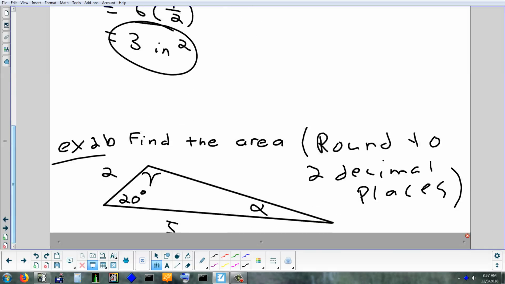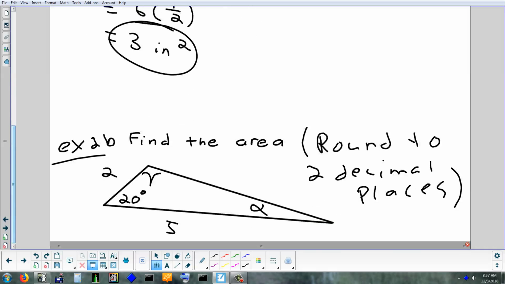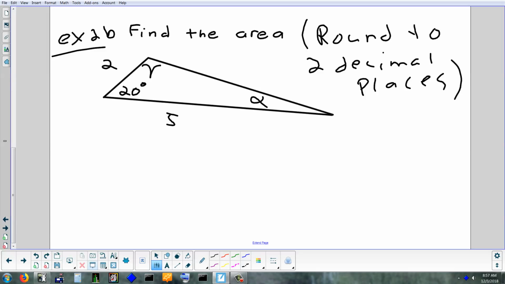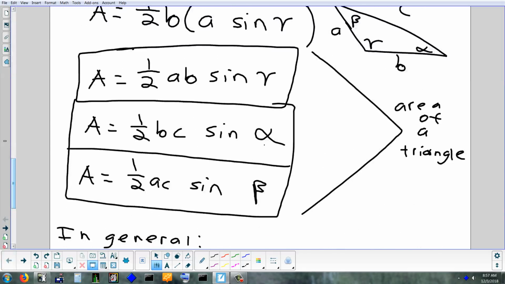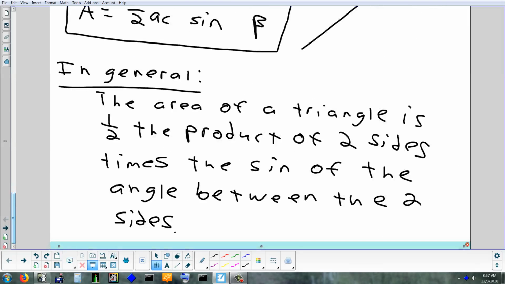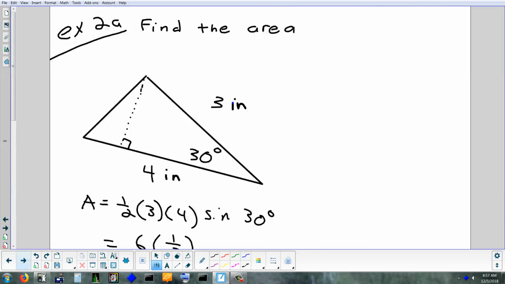Now the next one is back to no units. And this time they said to find the area but round to 2 decimal places. That's because when you take the sine of 20, it's not a nice number. Okay, so let's set it up, find the area. Again, I don't know which side is A, which side is B, and which side is C. So if I go back to my different versions of the formula, which one am I using? I have no idea. I'm not really using a version of the formula. I'm using this concept.